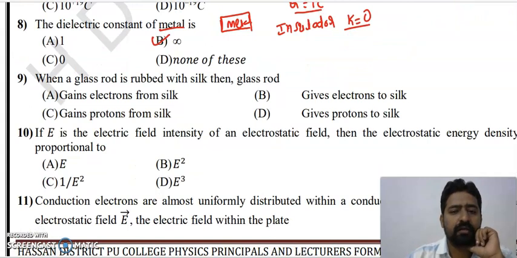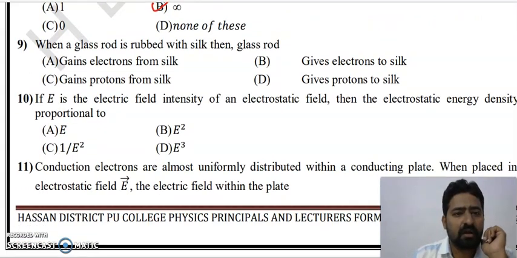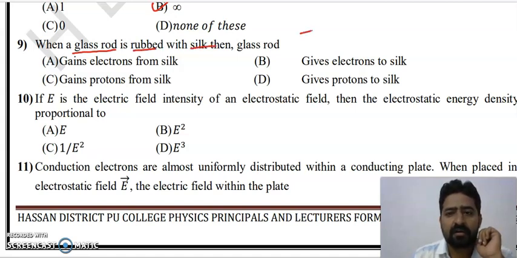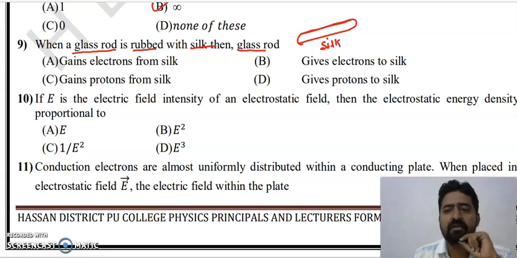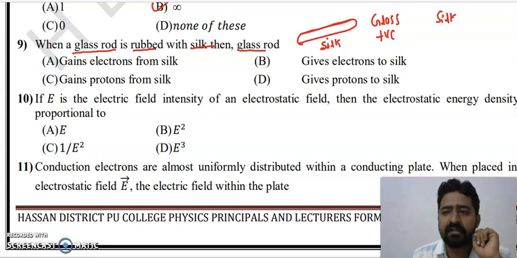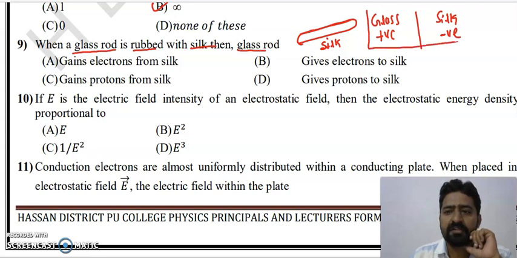Next, the ninth one. When a glass rod is rubbed with silk. So this glass rod is rubbed with what? Silk. Now the glass rod becomes positively charged. Silk becomes negative. So which option is right?